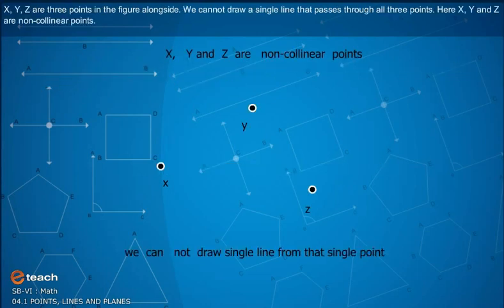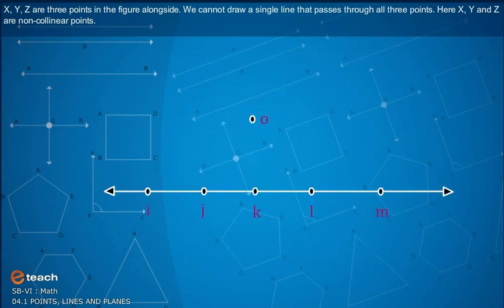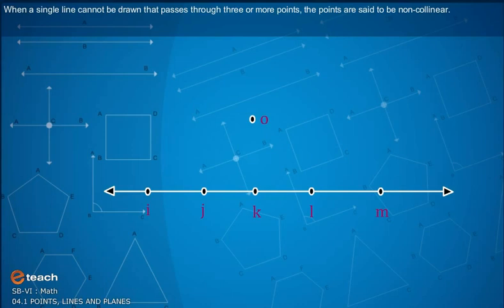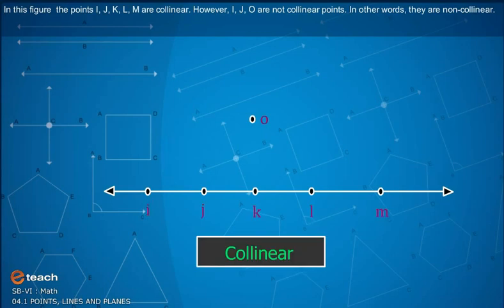to be collinear. X, Y, Z are 3 points in the figure alongside. We cannot draw a single line that passes through all 3 points. Here, X, Y and Z are non-collinear points. When a single line cannot be drawn that passes through 3 or more points, the points are said to be non-collinear. In this figure, the points I, J, K, L, M are collinear. However, I, J, O are not collinear points. In other words, they are non-collinear.